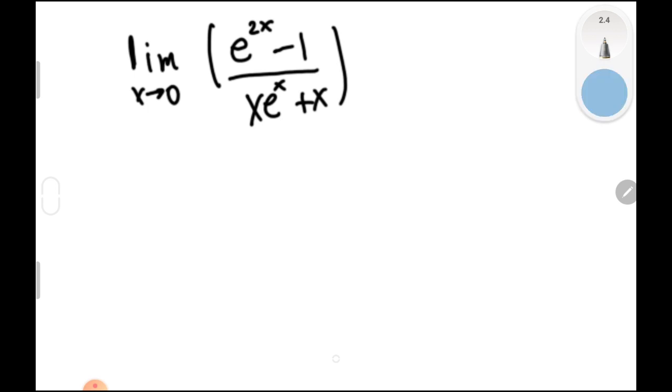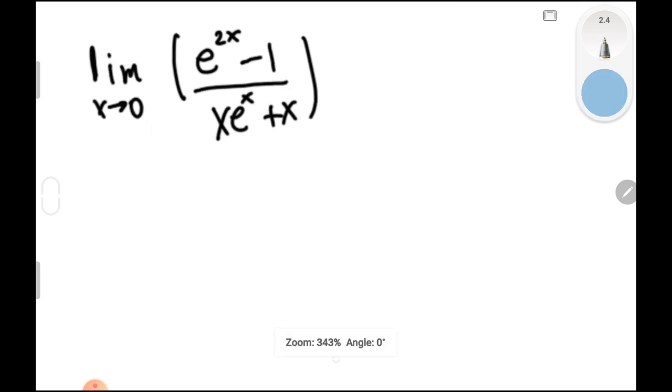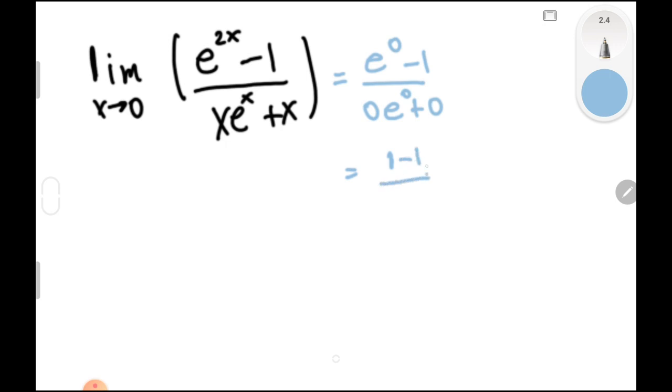Definitely, guys, if you would directly substitute 0 into this, we'll have a value of e raised to 0 minus 1 divided by 0 e raised to 0 plus 0. Okay? Wherein we have 1 minus 1 all over 0 plus 0 equals 0 divided by 0, which is equal to indeterminate. Okay?